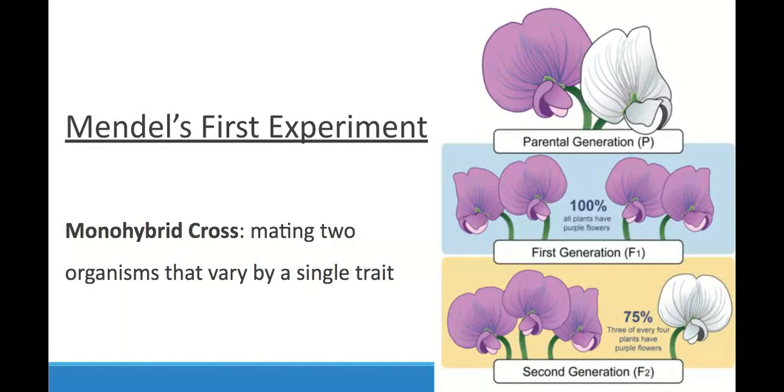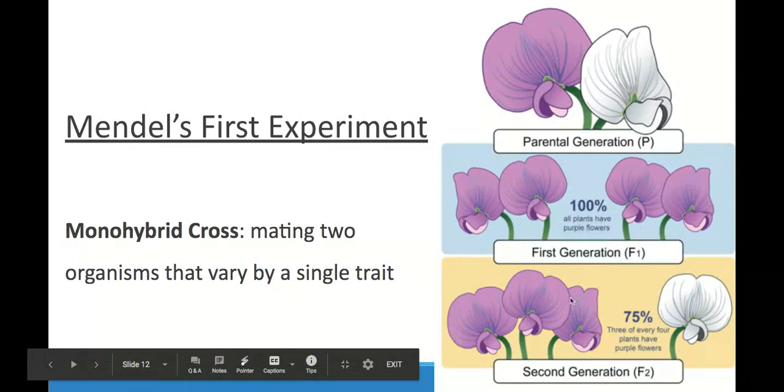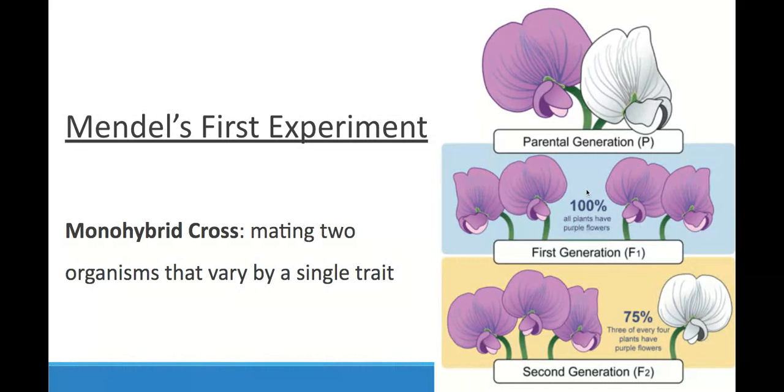And he got this really interesting result, which we can see here. So if you cross a purple and a white flower, you get all purple flowers for the offspring. If you then take the offspring and cross them and look at the grandchildren, most of them will be purple, but some will be white. So the children of a purple and white are purple, but some of the grandchildren are white. So it's an interesting result.